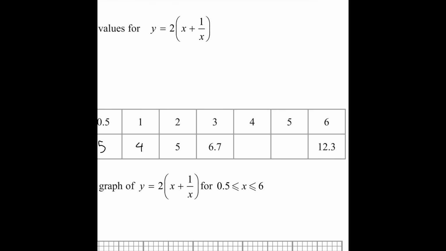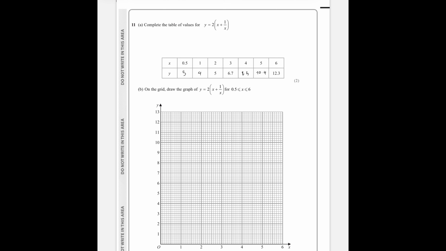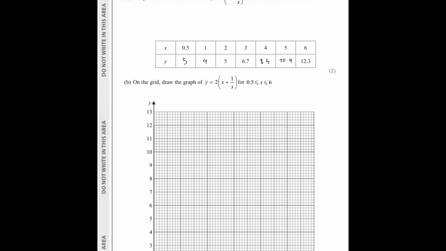Let's plug 4 in. I'm just going to use the calculator because I don't want to get this wrong. 2 times 4 plus 1 over 4 gives us 8.5. And the 5 one is going to give us 10.4, if I'm not mistaken. Let me recheck that: 5 plus 1 over 5, and 1 over 5 is 0.2. Okay, yeah. Now all we've got to do is plot this, which should be quite simple.